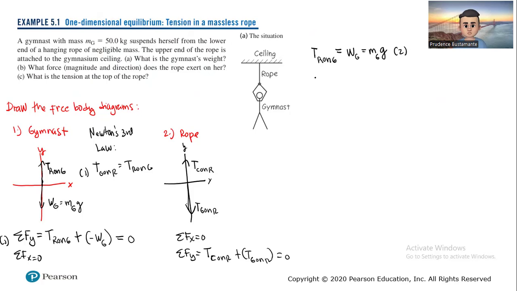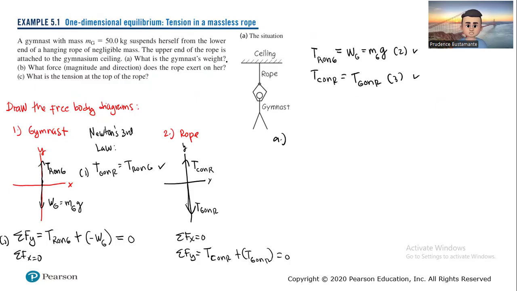And from here also, the tension of the ceiling on the rope is equal to, this is actually negative, the tension of the G on R. This is our equation 3. So we have three equations: one, two, three. Let's now answer letter A.